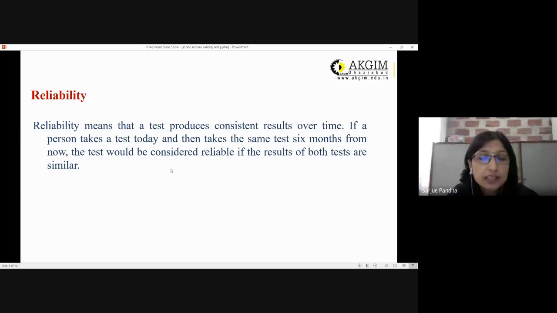It hardly matters whether the person takes a test today and then takes the same test 6 months from now. The test would be considered reliable if the results of both tests are similar. Right.